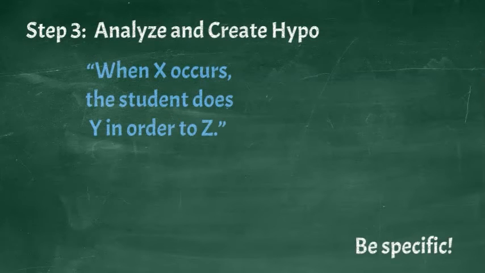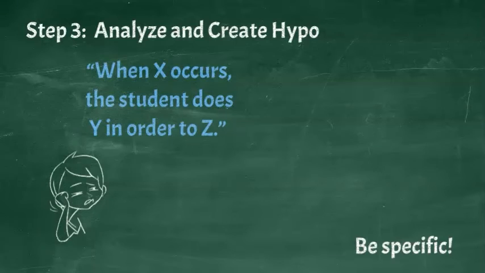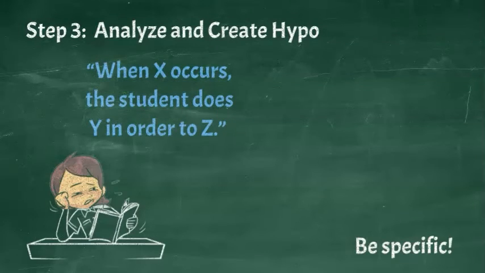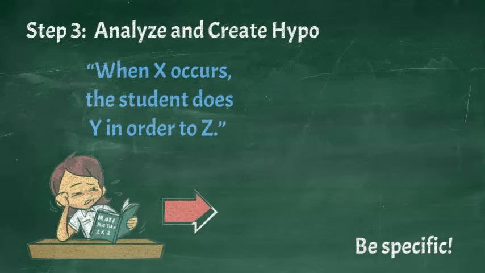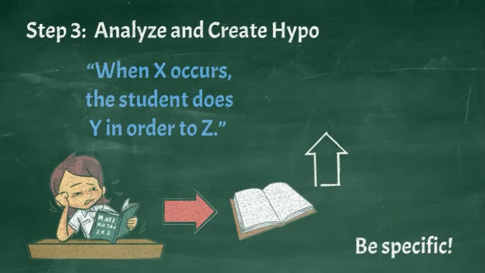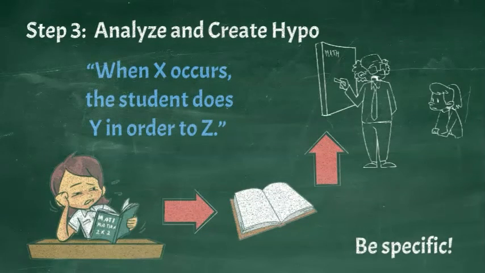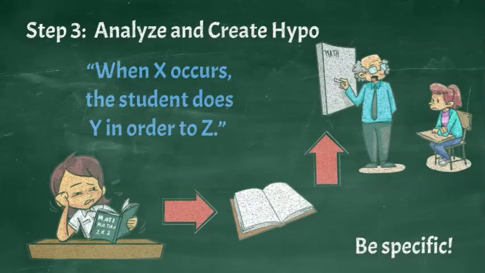Another example of a good hypothesis statement would be when Mary is asked to work independently in class on a math assignment, she throws her book in order to get sent to in-school suspension so she can avoid revealing to her peers that she cannot independently do the assignment.